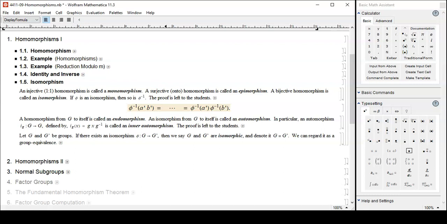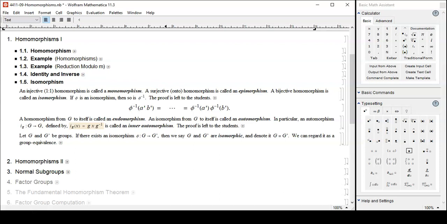Okay, how about the next part? A homomorphism from G to itself is called an endomorphism. Yeah, all right. An isomorphism from G to itself is called an automorphism. In particular, an automorphism defined by this is called an inner automorphism. The proof is left to the students. Here's a definition, but is it really an automorphism? Well, it's going from G to G, yes, that's true, but is it an isomorphism? So is it an isomorphism from G to G?